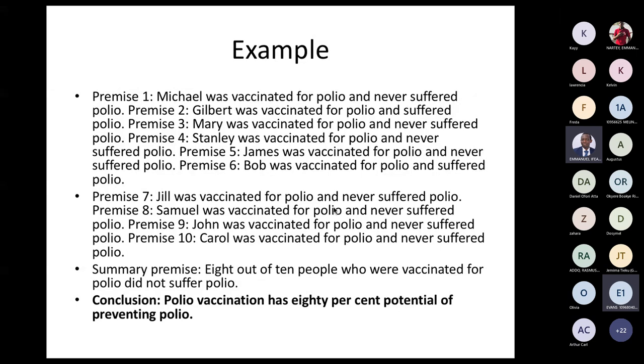Summary premise: 8 out of 10 people who were vaccinated did not suffer polio. Conclusion: polio vaccination has an 80% potential of preventing polio. If the vaccination could prevent 8 out of 10 people from suffering polio, then the conclusion is that the vaccination has an 80% potential of preventing polio. So that's a typical statistical argument, or a typical argument with statistical hypothesis as conclusion.